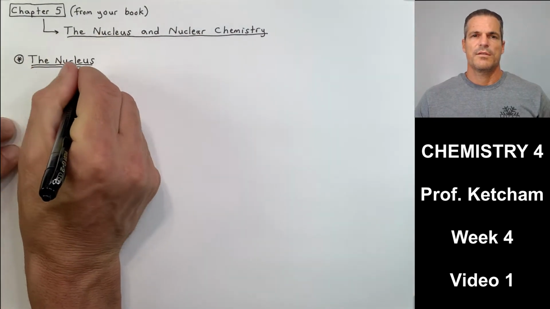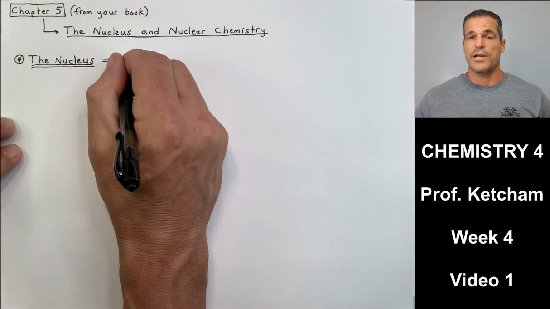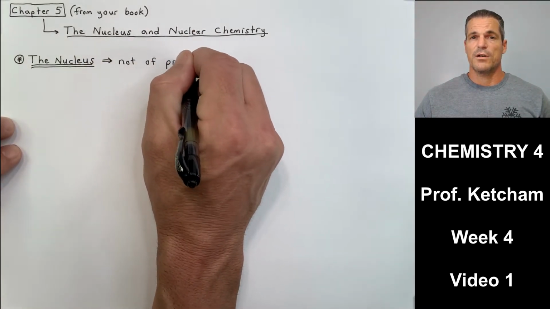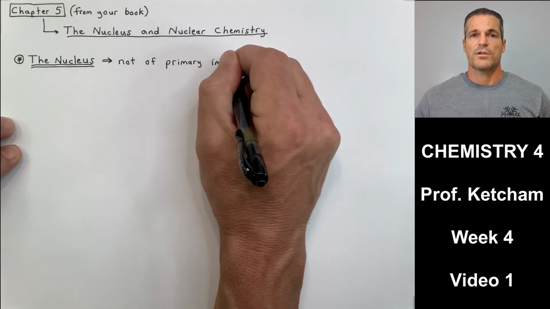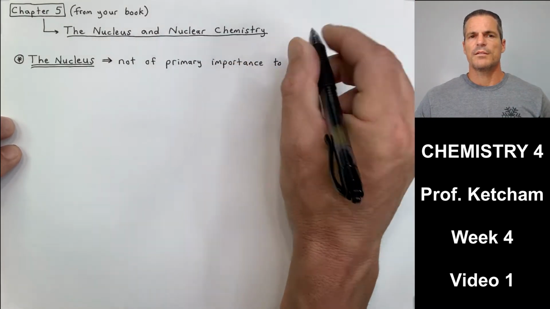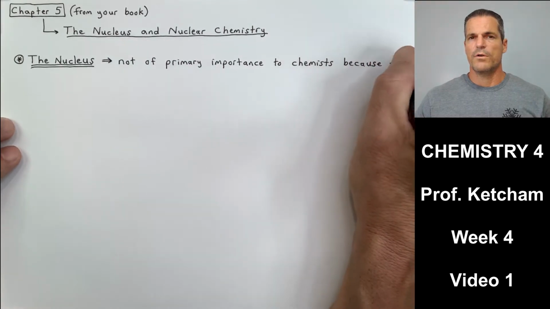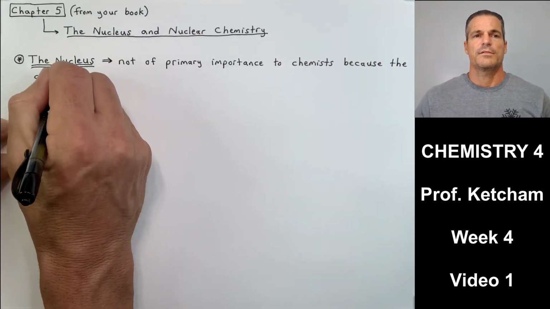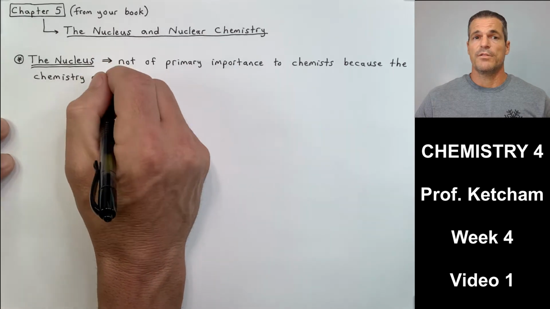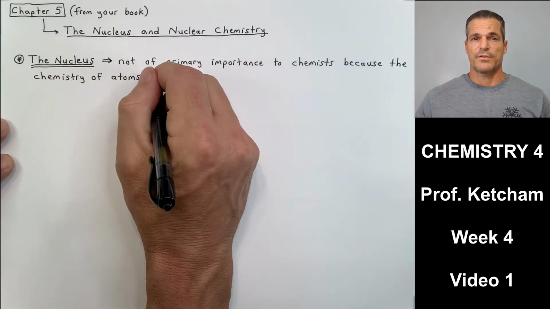So this video and the next video are all about chapter 5 from your book, which is called Nuclear Chemistry. So let's go ahead and just get started. This is chapter 5 from your book, Chem4, week 4, video number 1. All right, so chapter 5 in your book is all about the nucleus and nuclear chemistry.